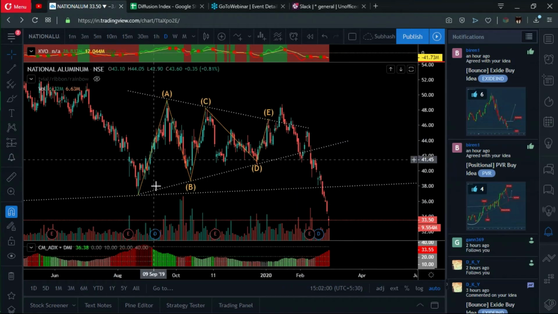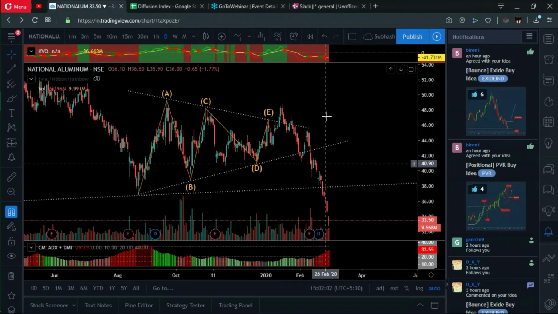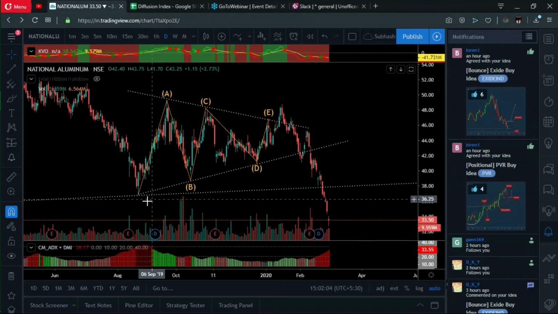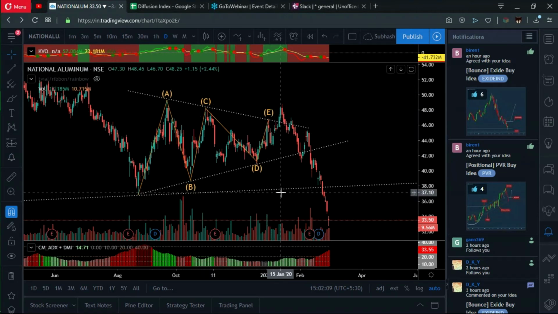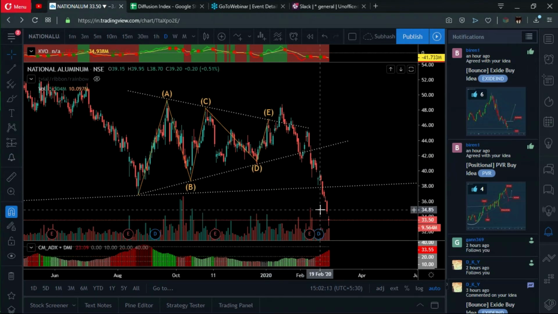See this one. I expected the trade to go till here. It means the calculation is this much calculated from here. It goes here, right? It goes something like there, but it dropped. You see the National Aluminium.